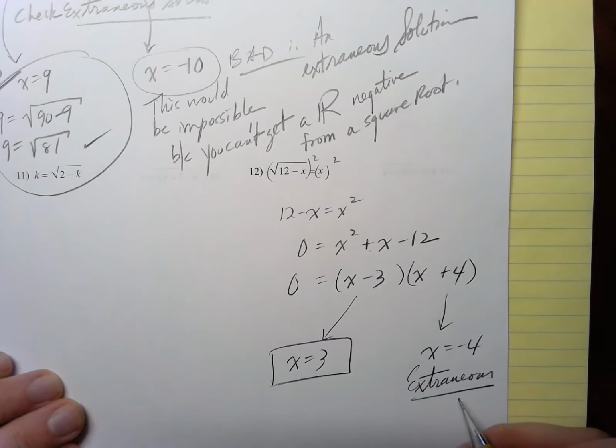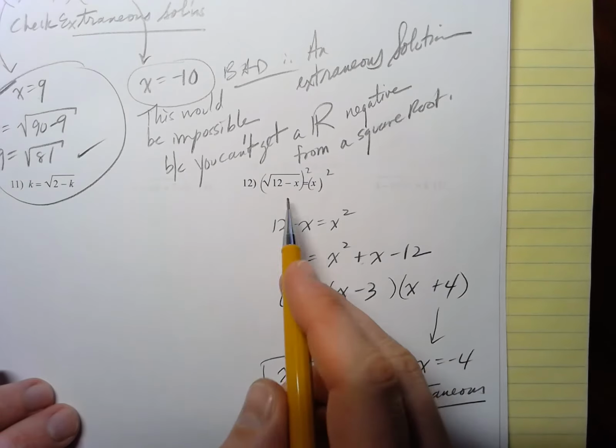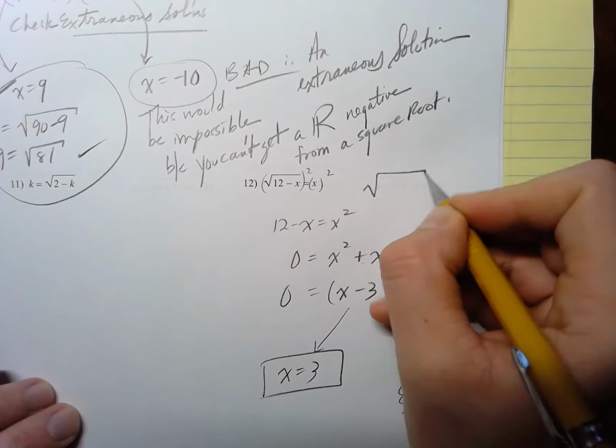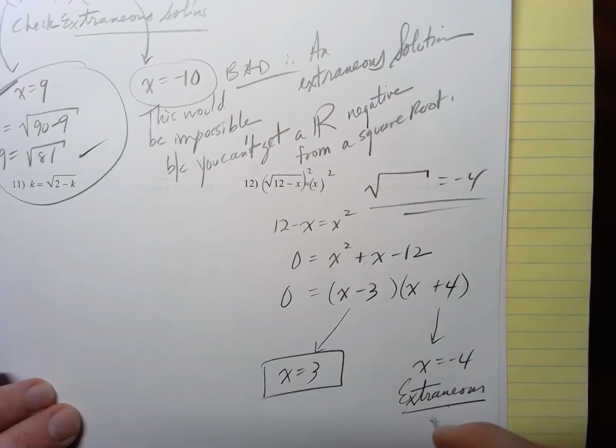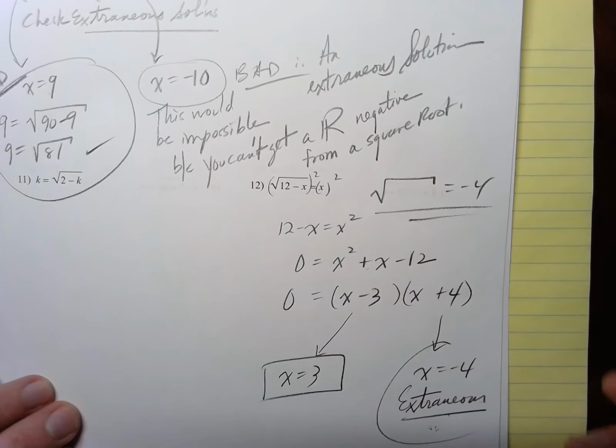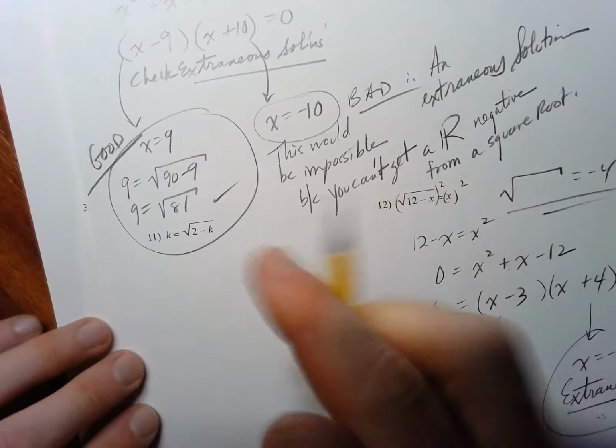This one's extraneous. Because again, I can't have the square root of something equals minus 4, and that's what that would be saying, right? So that one's extraneous. Same thing here.